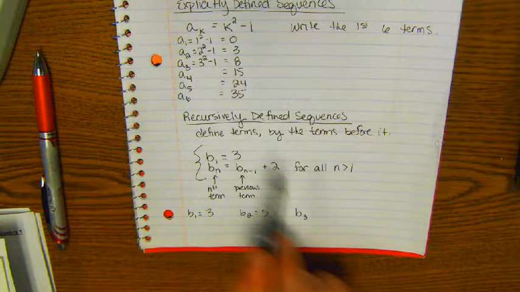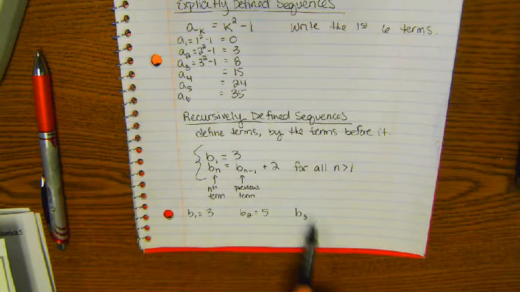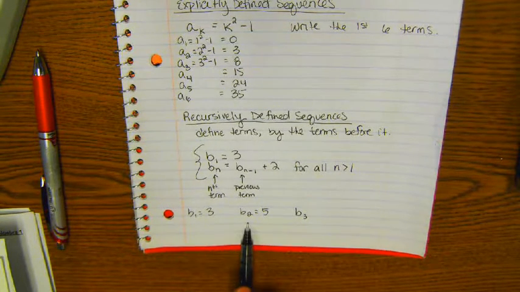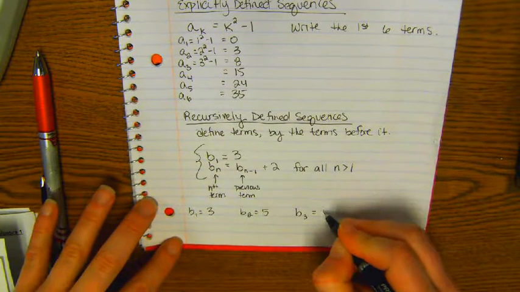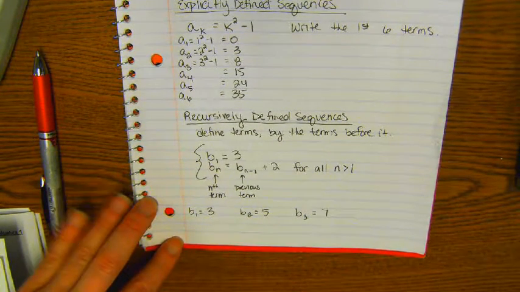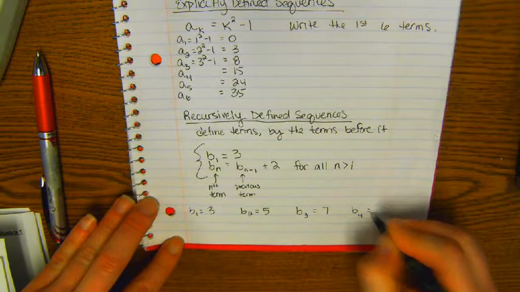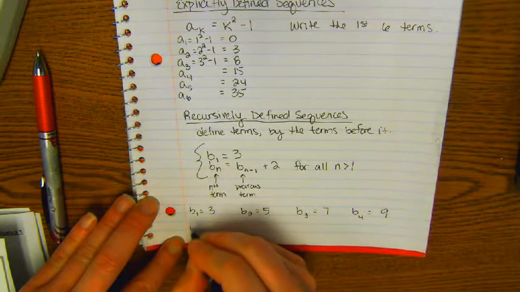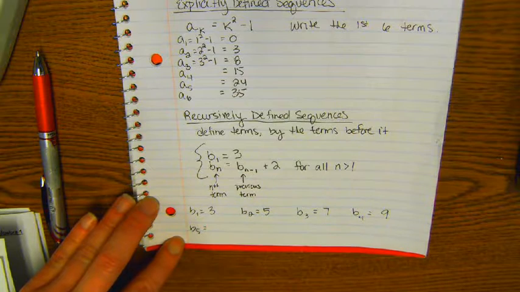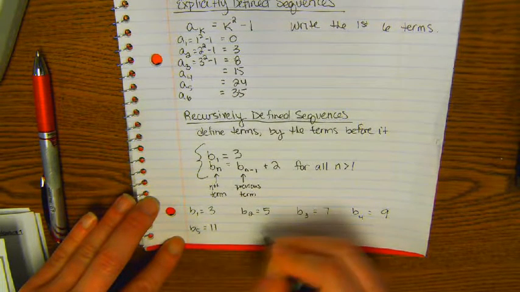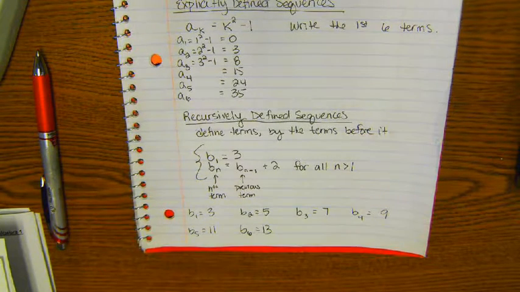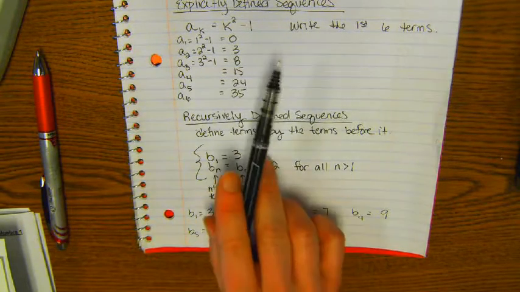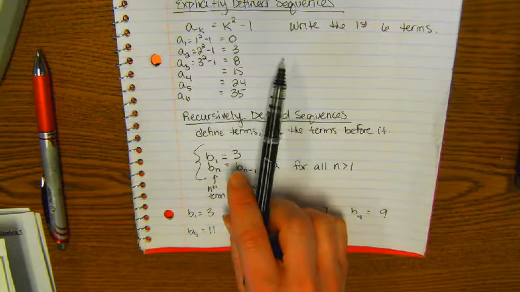Take the previous term and add 2. So to find the third term, I should take the second term and add 2. So what should the third term be? 7. What about the fourth? 9. The fifth? 11. The sixth?